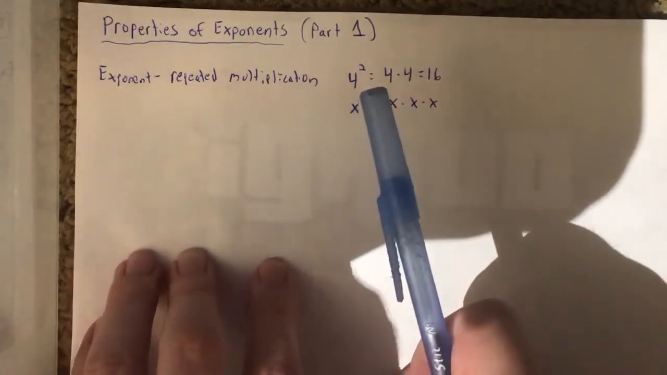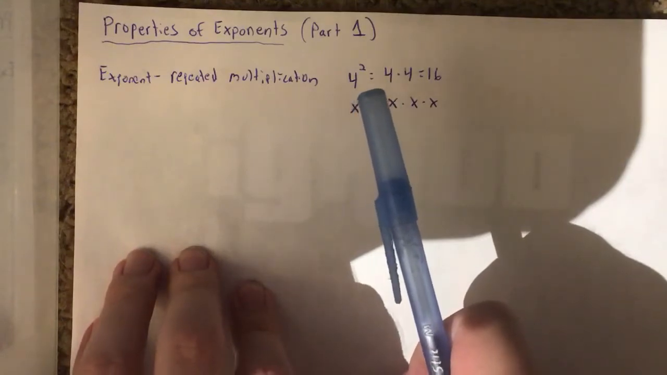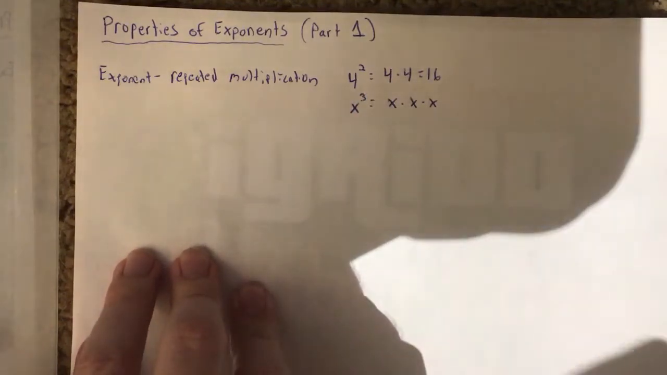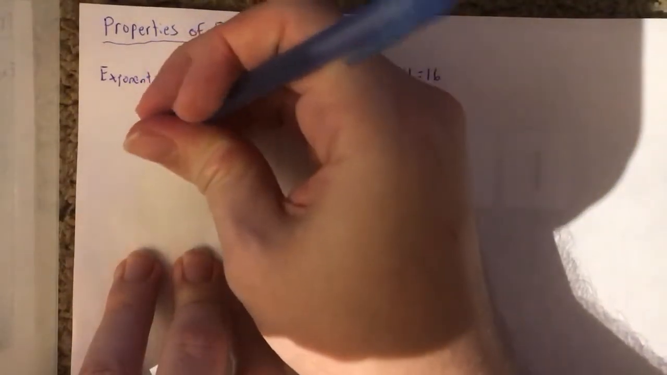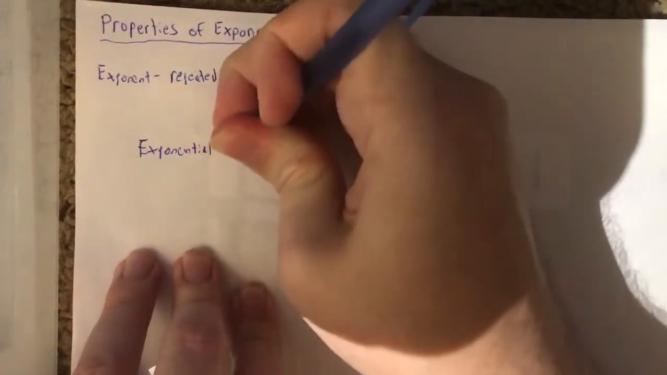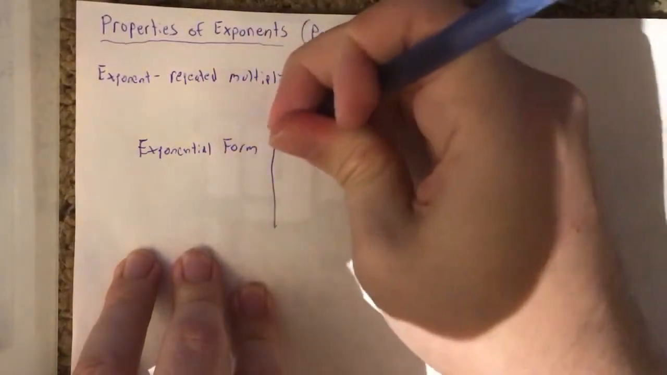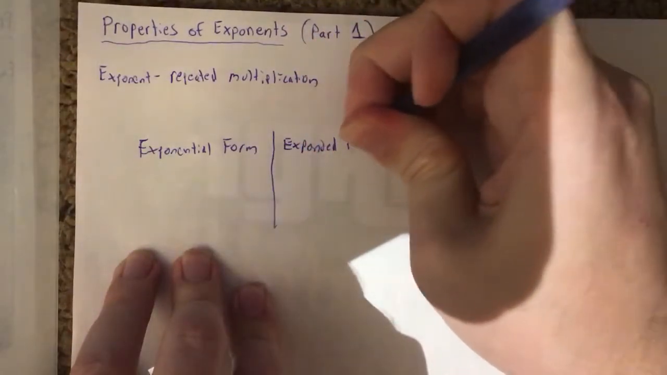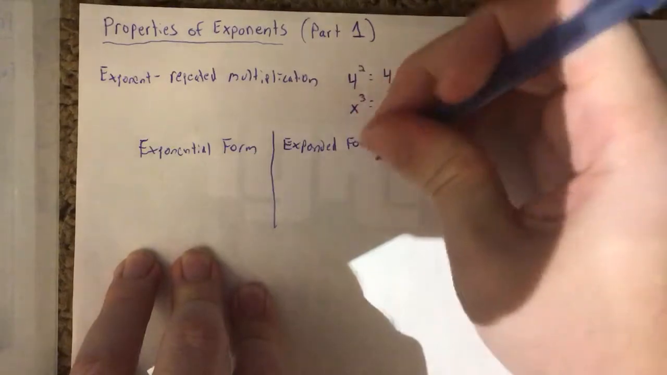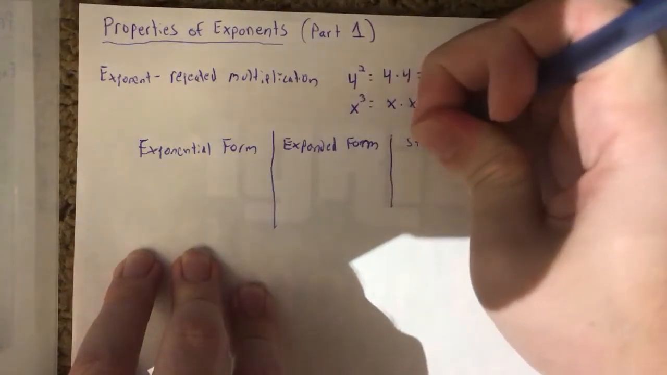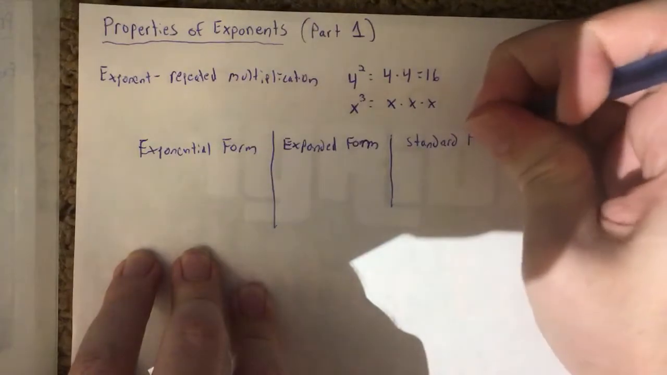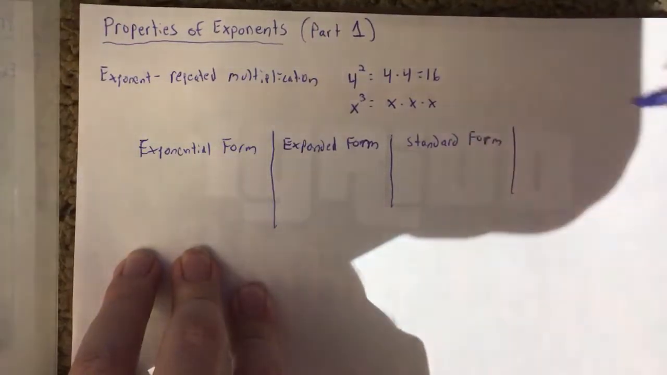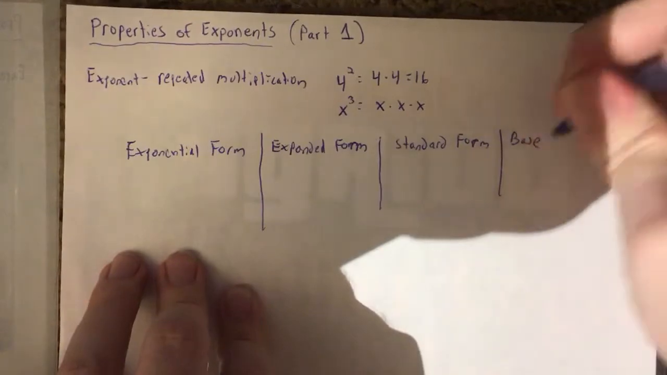So there are 3 forms for exponents: exponential form, expanded form, and standard form. We're going to make a little table with the 3, using exponential form, expanded form, and standard form. And I'll also add a 4th piece, base, at the end.